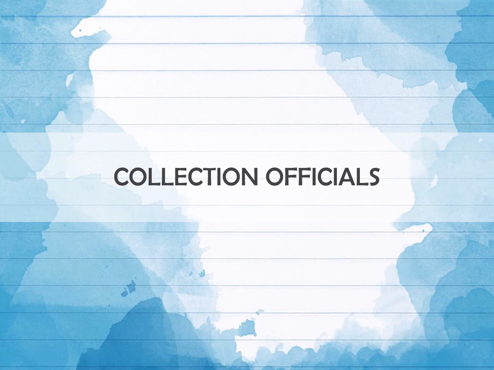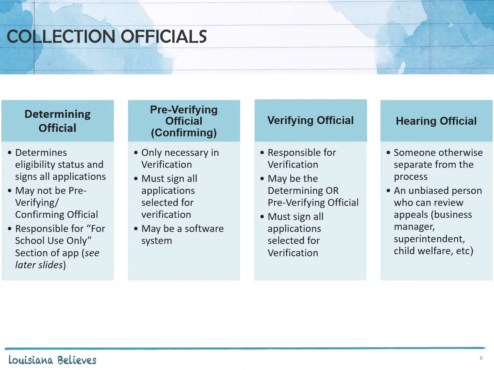Next, we will discuss the collection officials that are reported for all SFAs on the online C&P application. There are four types of collection officials. First, the determining official. Second, the pre-verifying official, otherwise known as the confirming official. Third, the verifying official. And fourth, the hearing official. Let's discuss the duties of each of these officials.